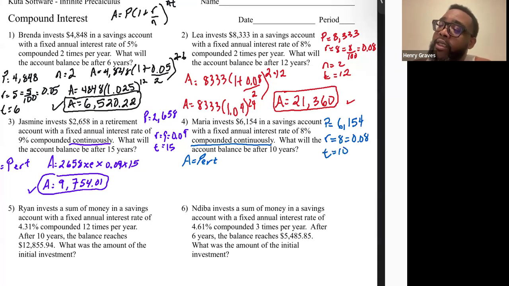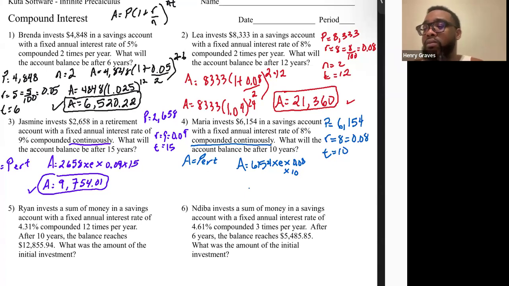So A is going to be 6154 times E times 0.08 times 10. Oops. Let me erase that. That's what I get. So it's going to be 6154 times E.